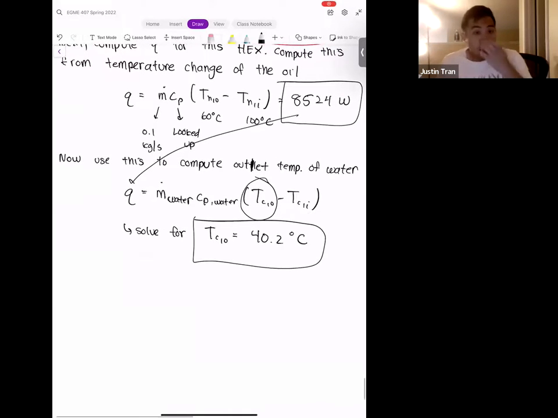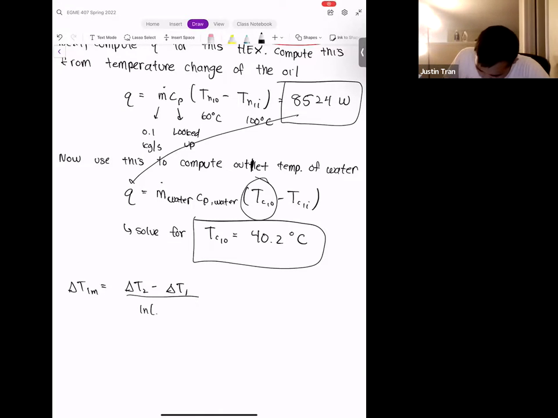Now that we have the inlet and outlet temperatures of both the oil and the water, we can finally use that to compute delta T LM. Delta T LM is delta T2 minus delta T1, all divided by ln of delta T2 divided by delta T1, where delta T1 and delta T2 are the differences in temperature from the two sides.